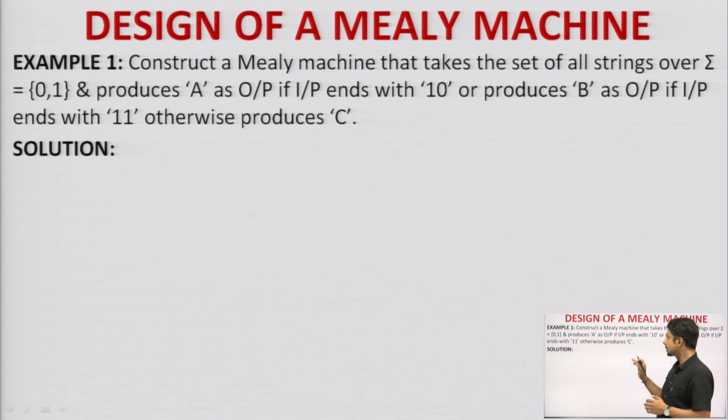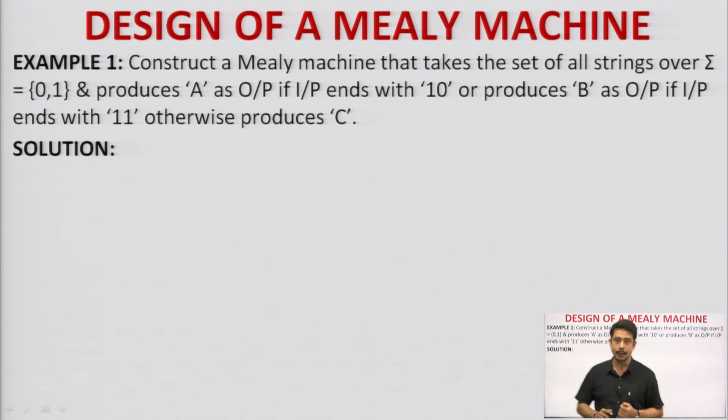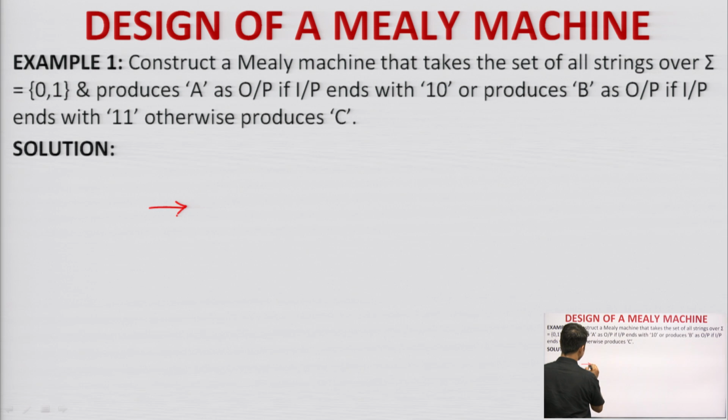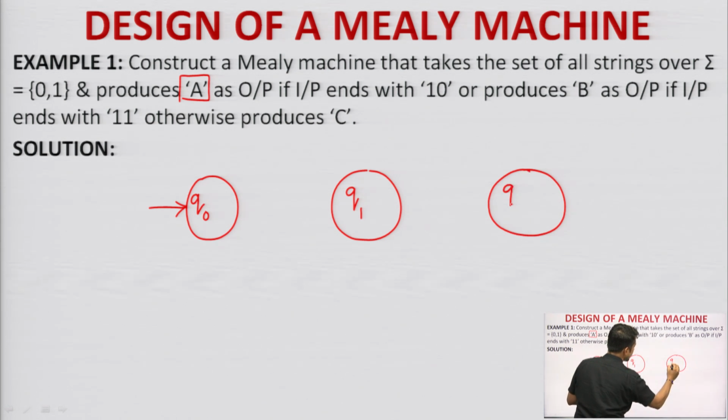Now, let us check how to design this Mealy machine. It is asking to construct a Mealy machine that takes the set of all strings over 0 and 1 and produces A as output if input ends with 10, or produces B as output if input ends with 11. That means, let me take an initial state. See, produces A as output. Now, I cannot take A as the state name. I will take, suppose, Q0. I am taking one more, Q1. I am taking one more state, Q2.